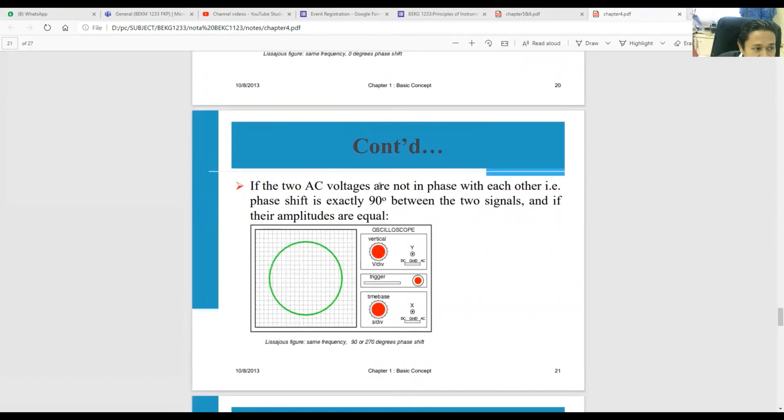If the two AC voltages are not in phase with each other, for example, the phase shift is exactly 90 degrees between the two signals, and if the amplitudes are equal, this is our output. This is what we call the Lissajous figure. That means we have the same frequency, but the phase shift is exactly 90 degrees between the two signals, and the amplitudes are equal. So this is the Lissajous figure.